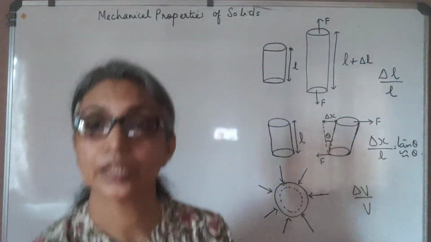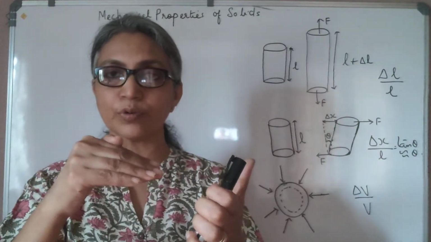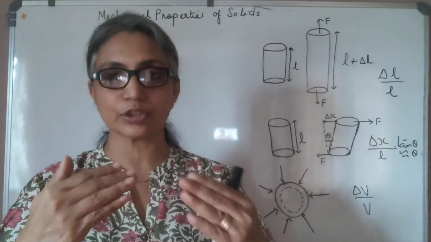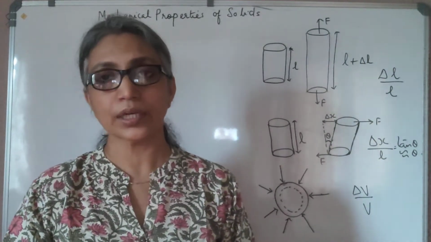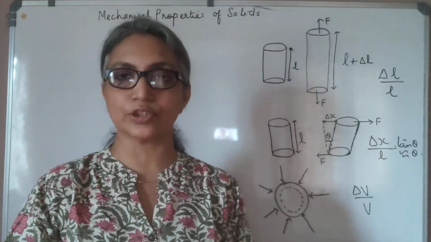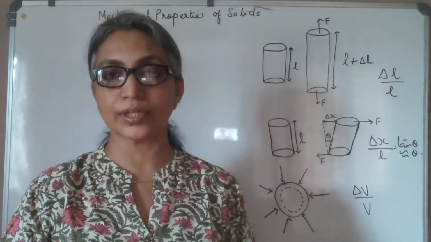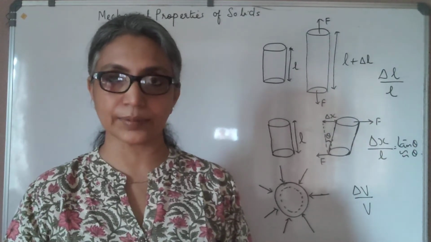On the other hand, if you take, let's say, putty or clay and you apply a deforming force, you know that it will change its shape and size. And even if you remove the deforming forces, it does not regain its original size and shape. Such bodies are called plastic bodies, and this property is called plasticity.